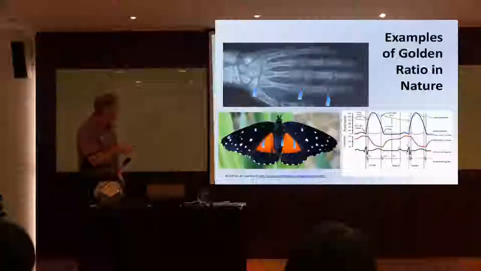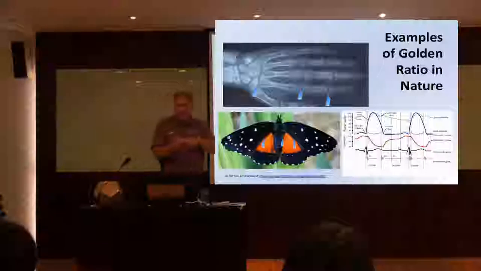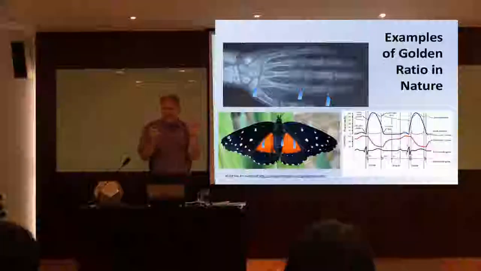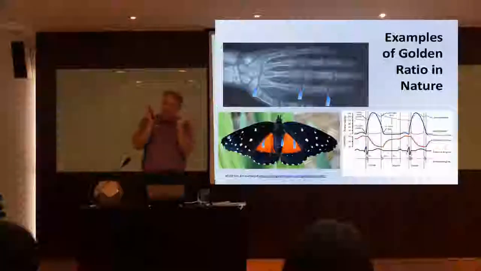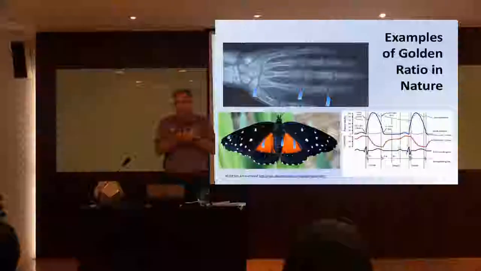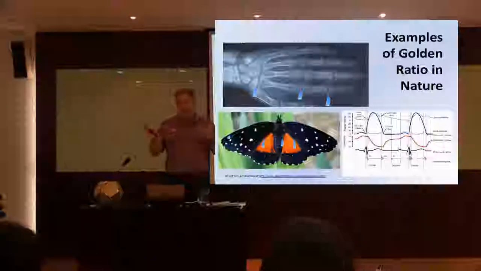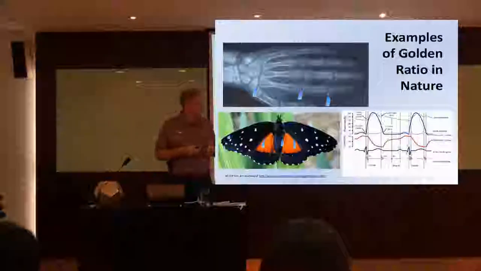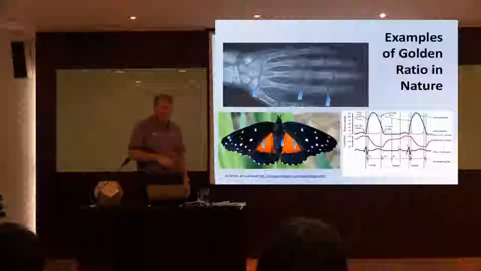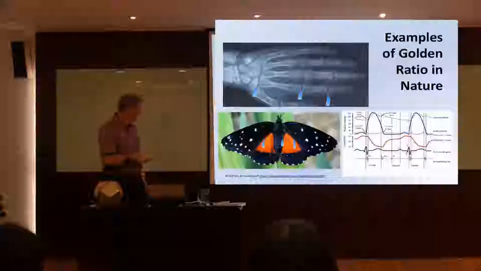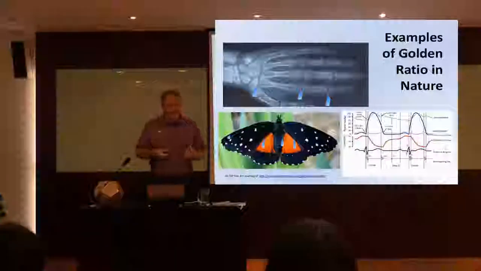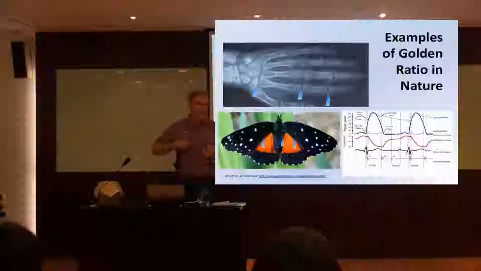Even in the hand, how the bones in your fingers are related. It falls again. The longer one is phi, the shorter one is 1. So if you divide the longer one by the shorter one, you get phi. Doesn't matter the length. You just divide those and you get the same thing. Get phi. Even the heart rate. Fascinating. Butterfly. For some reason, it just shows up over and over again.